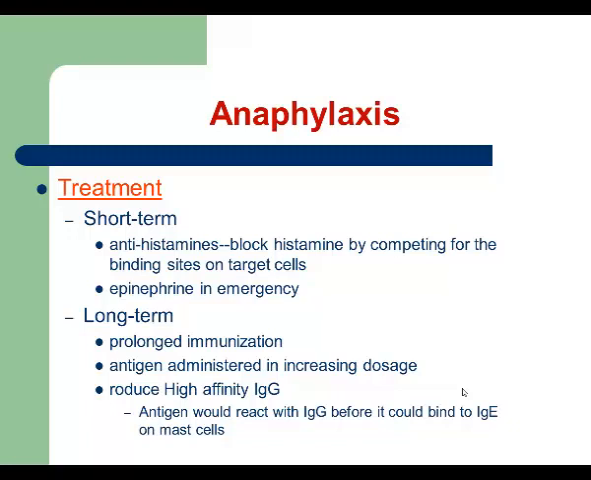And because immunoglobulin Gs are not able to attach to the mast cells and basophils and not able to activate them, as a result, patients will not develop symptoms of allergic reaction every time they get exposed to that antigen in real life.